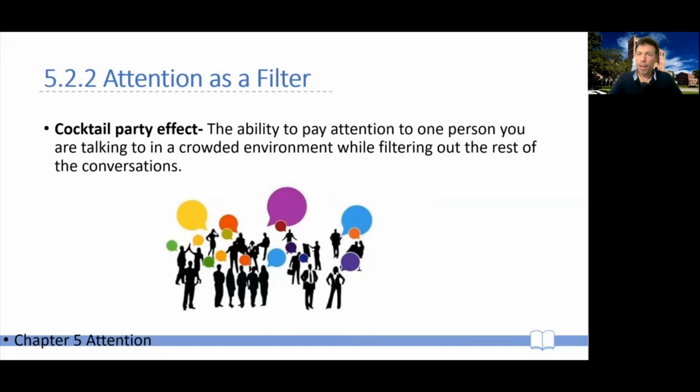If indeed the early filter model, the early selection model, were right, you would never get to know that somebody said your name, because that stimulus, because you were not attending to it, never got processed for meaning. You would just get to know that somebody was speaking in a certain voice, with a certain frequency, with a certain pitch, but you would never get to know that the contents of what they said were your name.